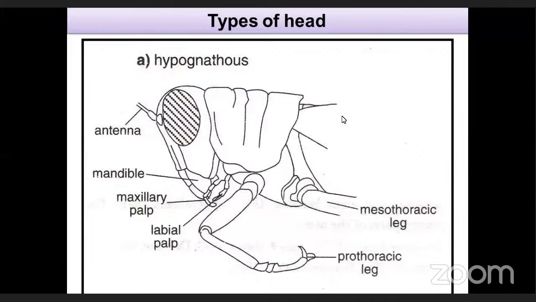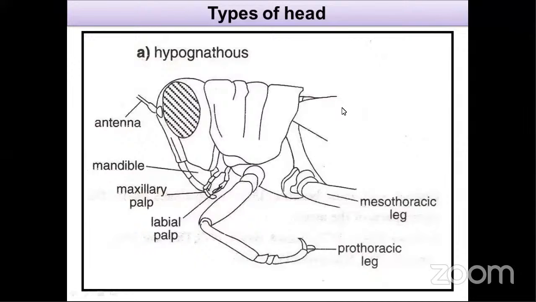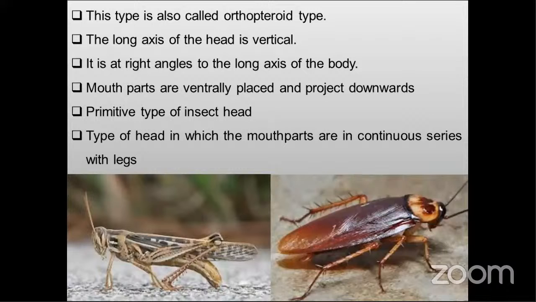The best examples are cockroaches and grasshoppers. So you can see here, we can also call it orthopteroid type. It means it comes under orthopterans only. The head is vertical and at right angles to the long axis of the body. So head and body are at right angles, but mouth parts and legs are parallel. Don't confuse these two terminologies.